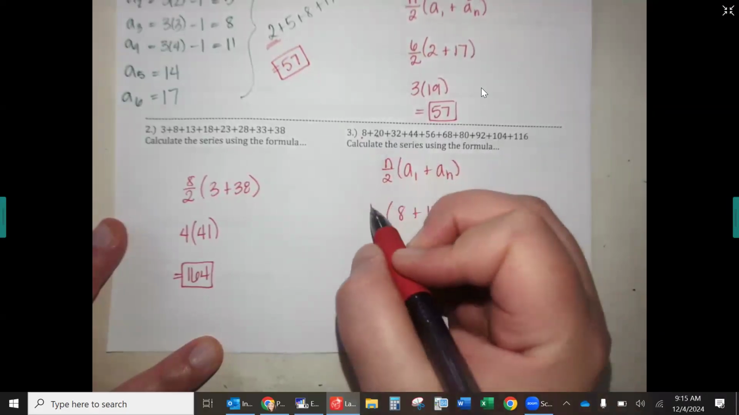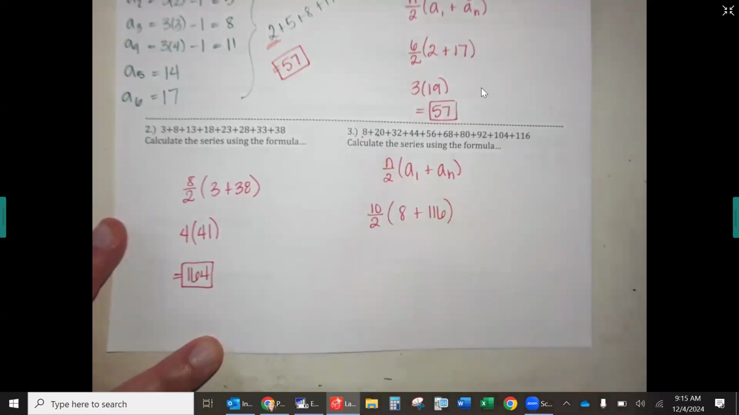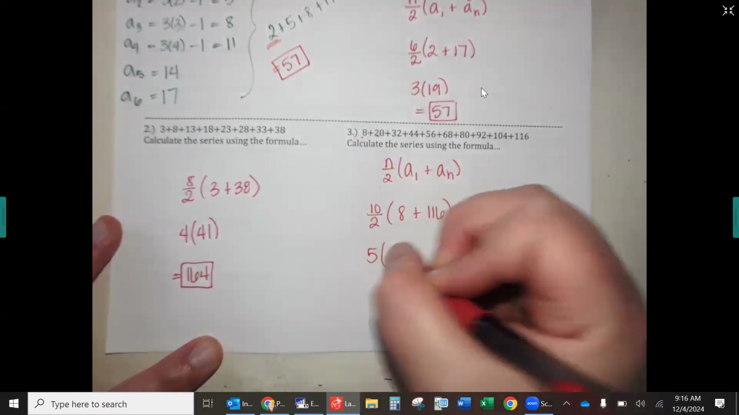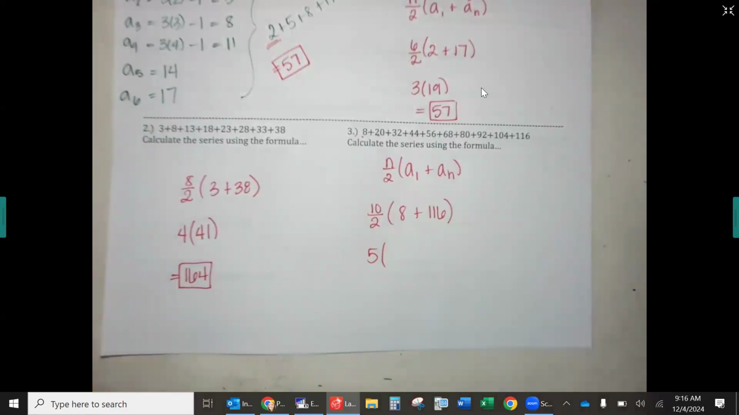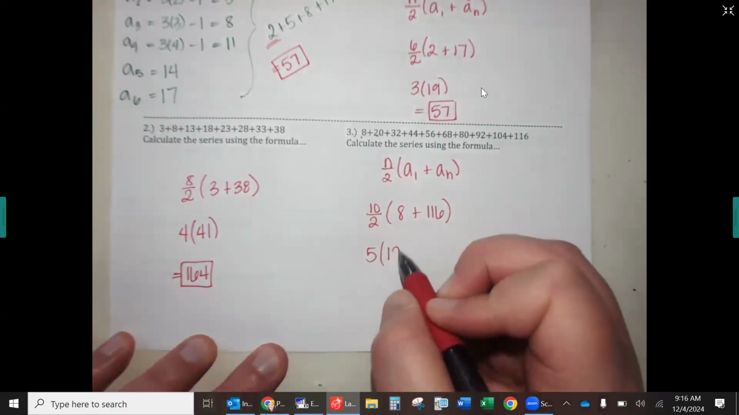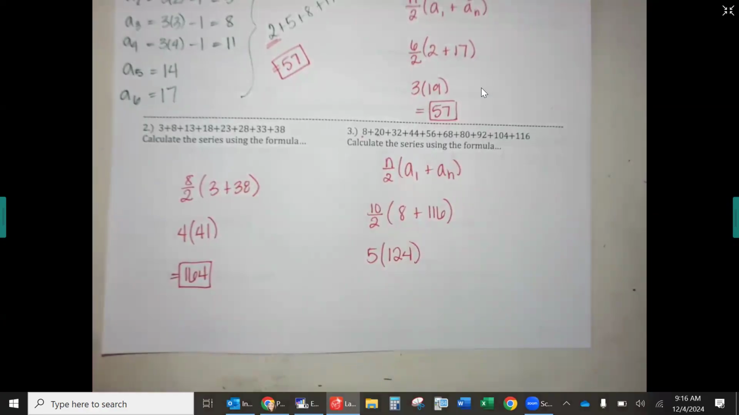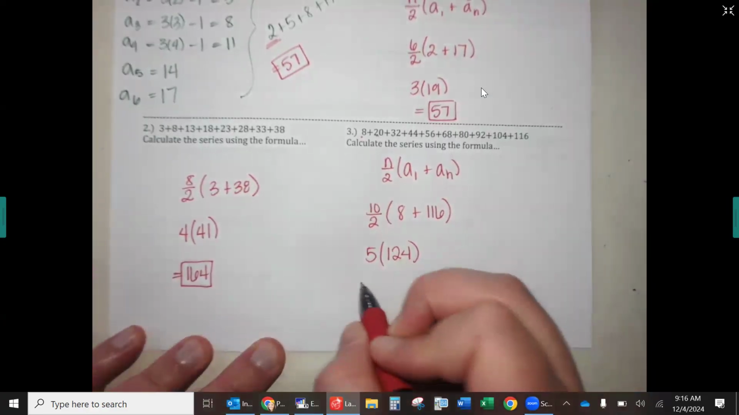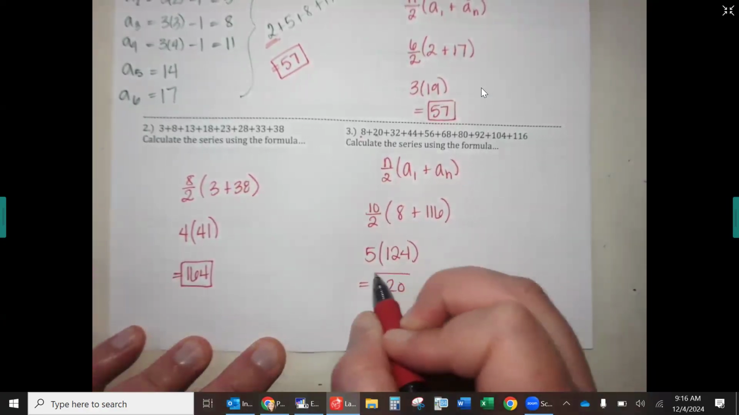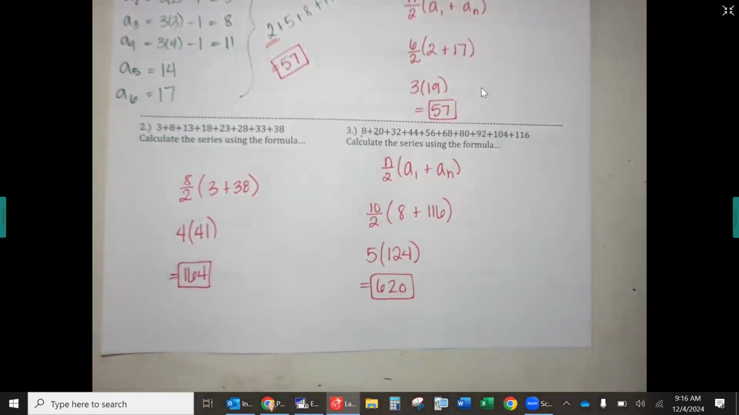So it'd be 10 over 2. 10 divided by 2 is 5. 8 plus 116 is 124. And then if you multiply that by 5, you get 620. Okay, and if you added up all those numbers the long way, you should get that exact same answer. All right, go ahead and turn the page.